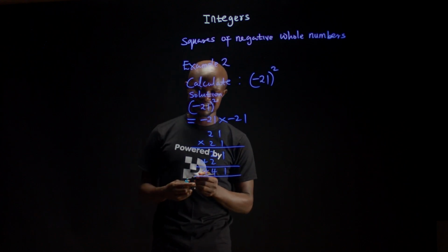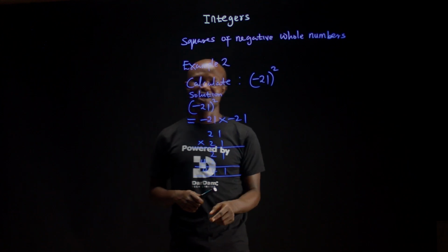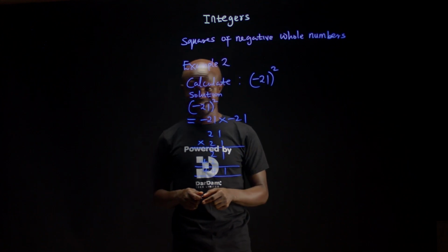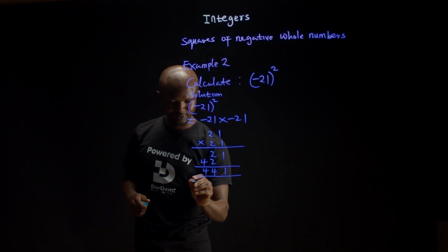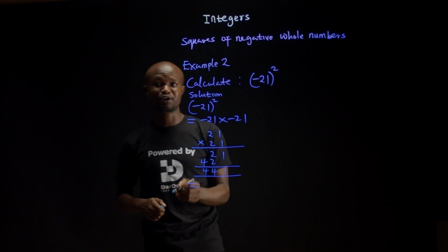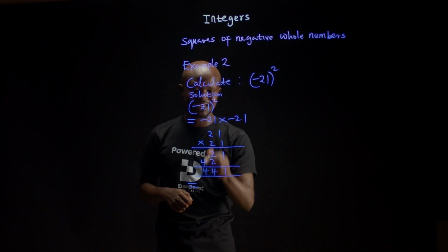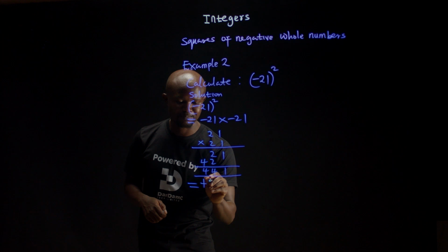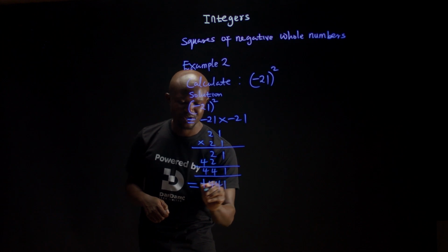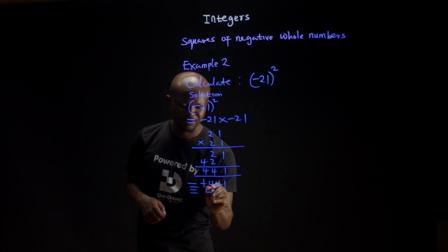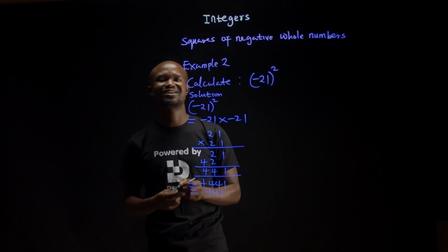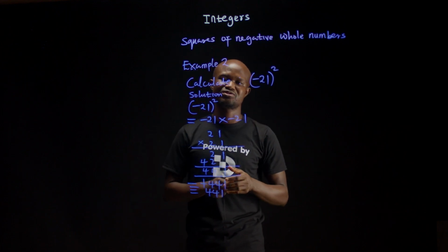So it means that 21 by 21 will give us 441. So the final answer to the problem that we're trying to solve, minus times minus is plus. So we have plus 441, which is the same as what? 441. That is the solution to the problem.